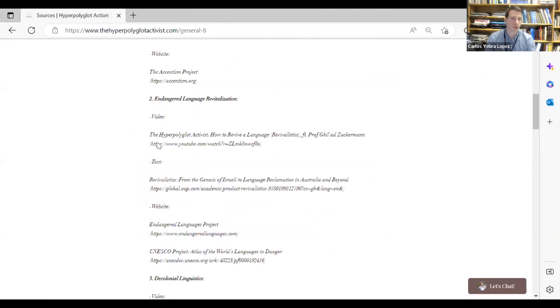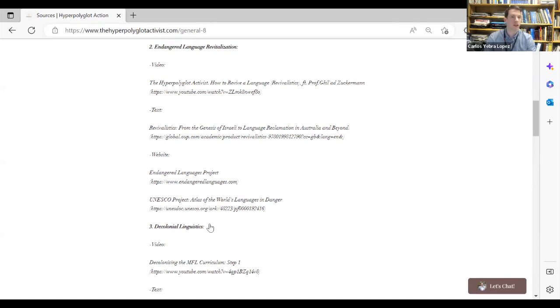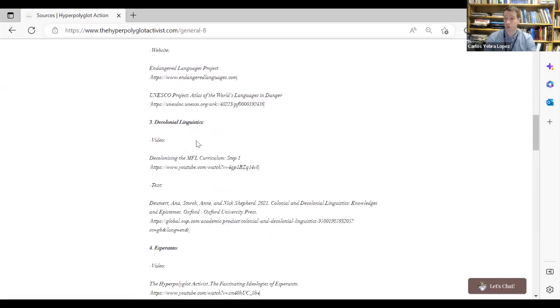We close that window. Of course, there's also the Endangered Languages Project website, which I highly recommend, particularly in conjunction with the Atlas of the World's Languages in Danger, where you can see exactly in what continents, which countries there are endangered languages. Third topic is decolonial linguistics. Many people don't know about the difference between colonial, post-colonial, and decolonial approaches to languages, which is absolutely paramount.